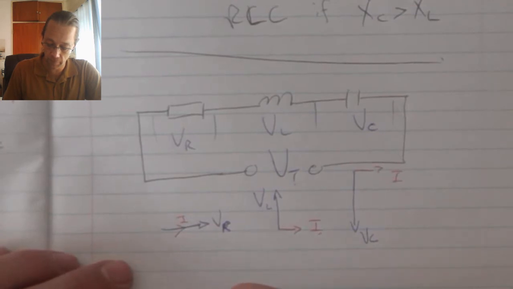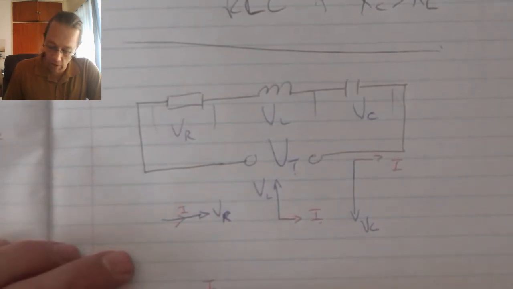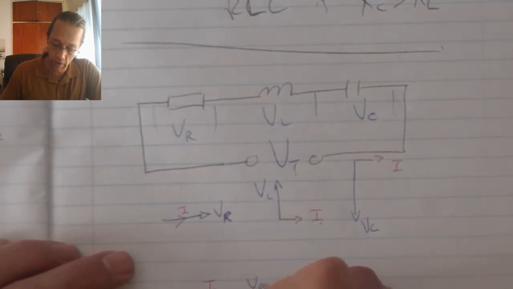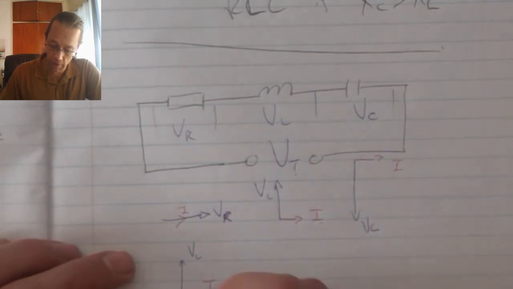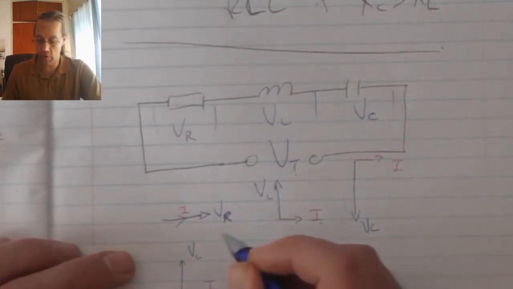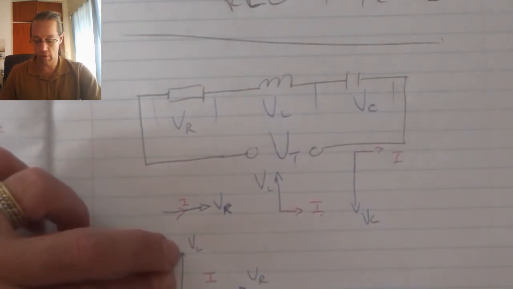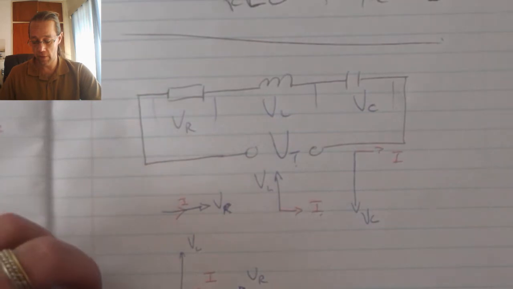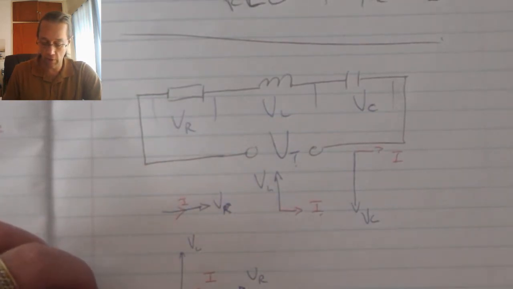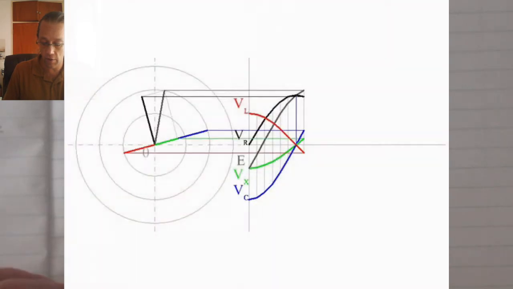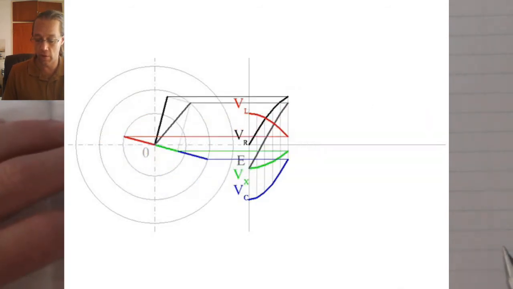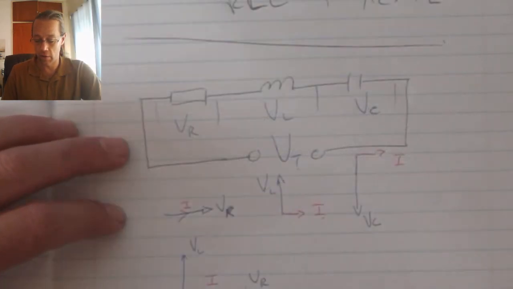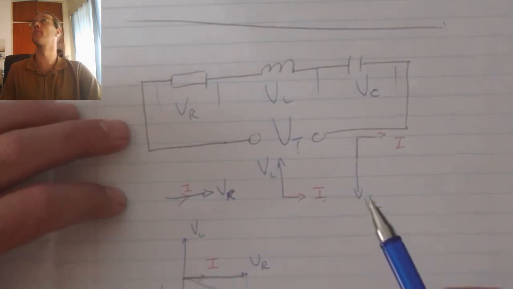Current is my reference. VR is on the horizontal, VL is on the vertical, and the capacitor voltage is downwards. We subtract the inductive voltage from the capacitive voltage, and that gives us a total reactive voltage across that level, which means my V total will be shown on that angle. So we can see, because of the capacitor, we've got the voltage lagging the current.